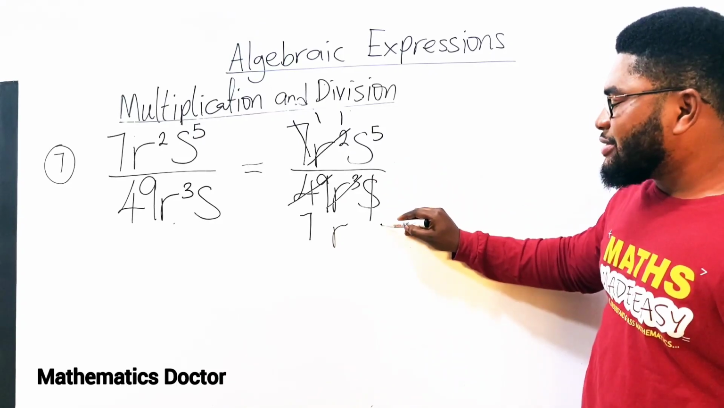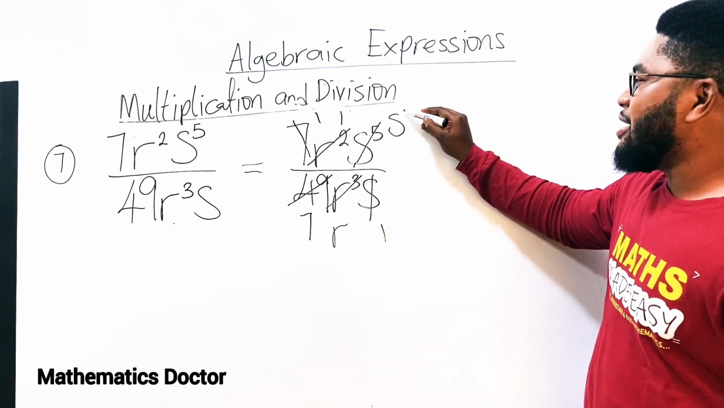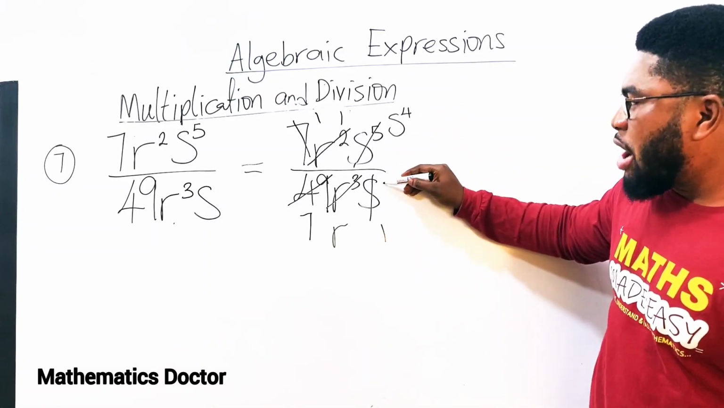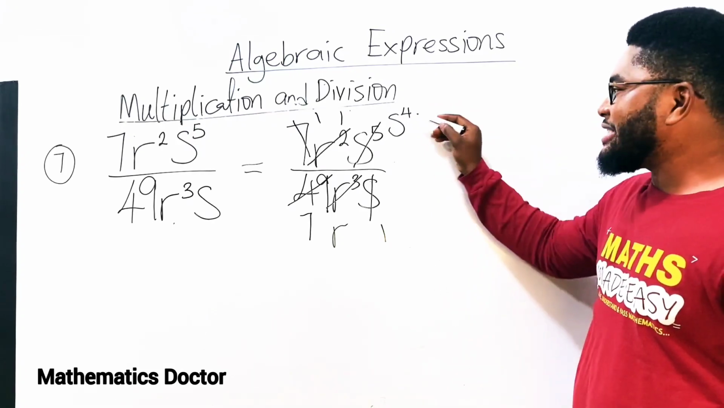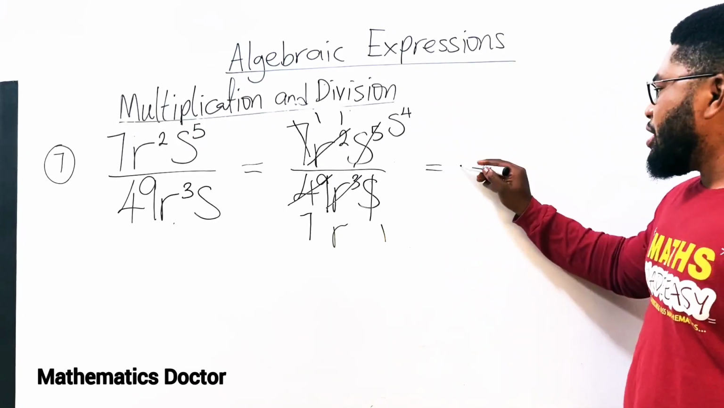Let's check that of the s. S power 1 will cancel itself 1. And cancel s power 5 as s power 4. Since the powers will subtract. Power 5 minus power 1 will give us power 4. So s power 4. Now rewrite the final answers.